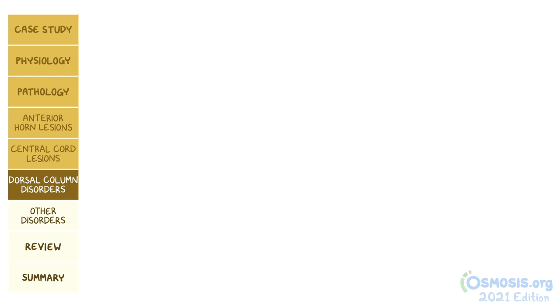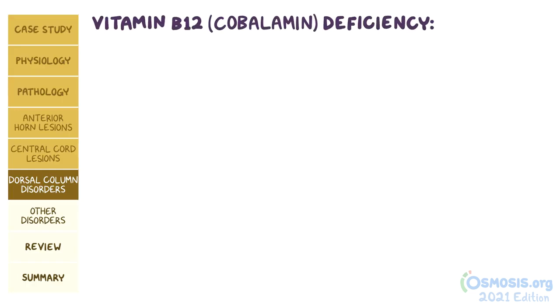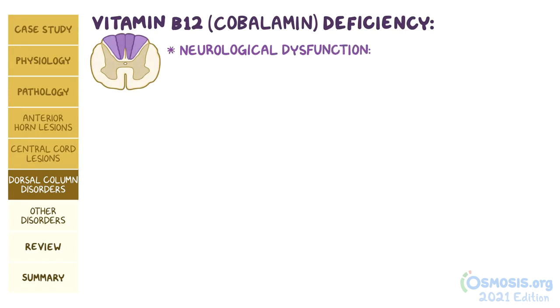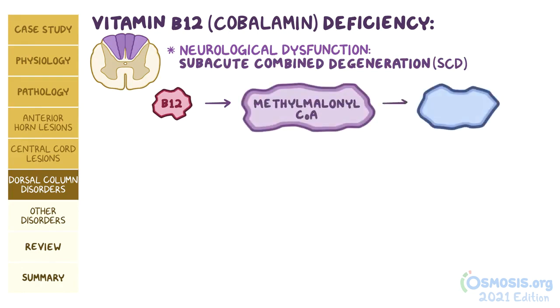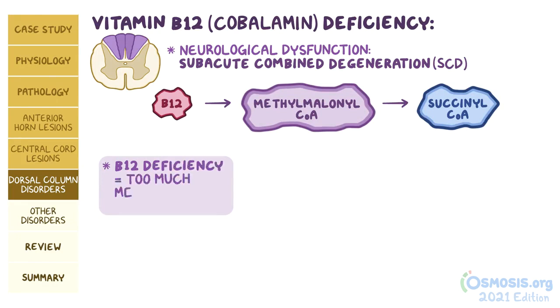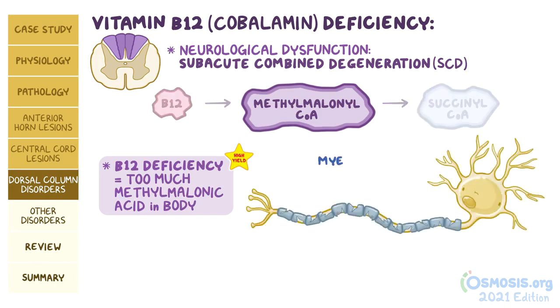Similarly, the dorsal columns can be affected by vitamin B12 or cobalamin deficiency. Specifically, B12 deficiency can result in neurological dysfunction called subacute combined degeneration, or SCD. The reason why this happens is that vitamin B12 is an important cofactor that aids the conversion of methylmalonyl-CoA to succinyl-CoA. So, with B12 deficiency, there's too much methylmalonic acid in the body, which builds up in the neurons, specifically in their myelin sheath, causing it to degenerate.